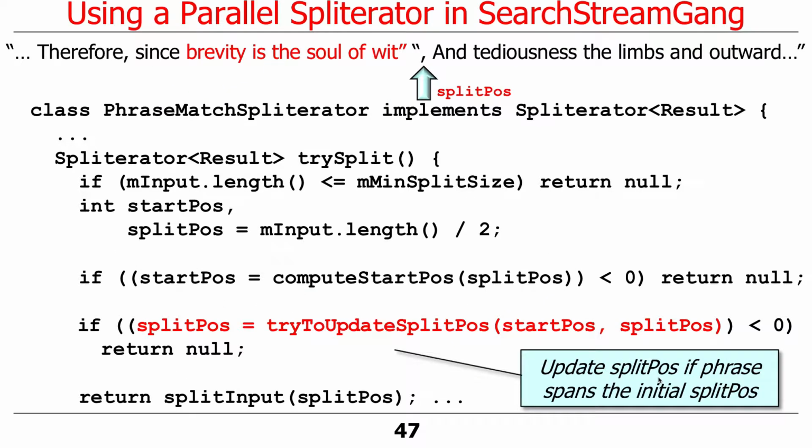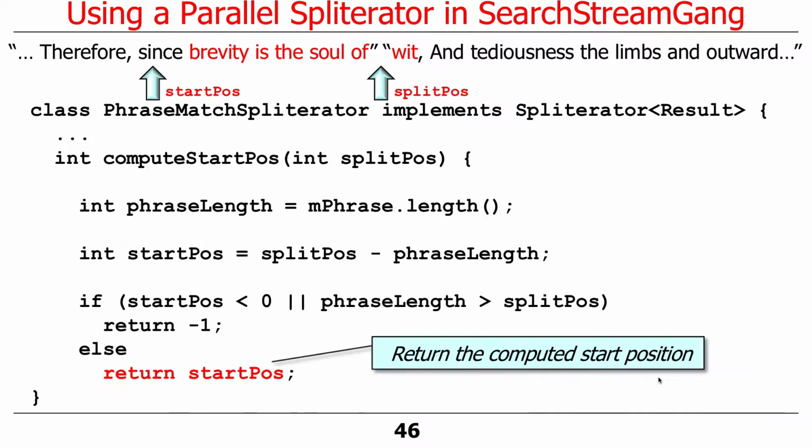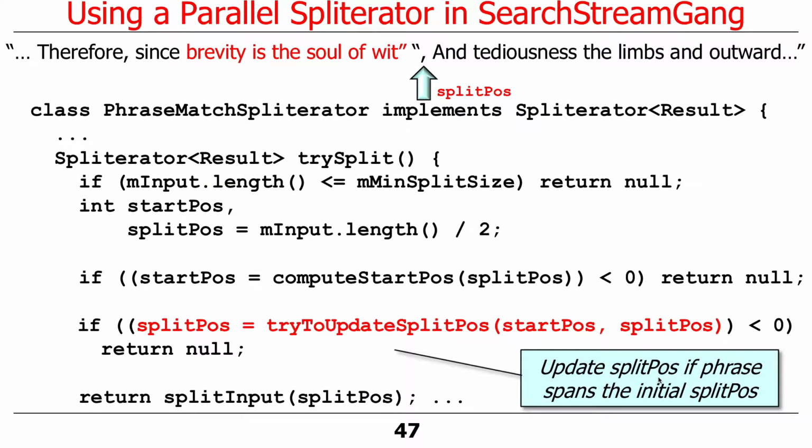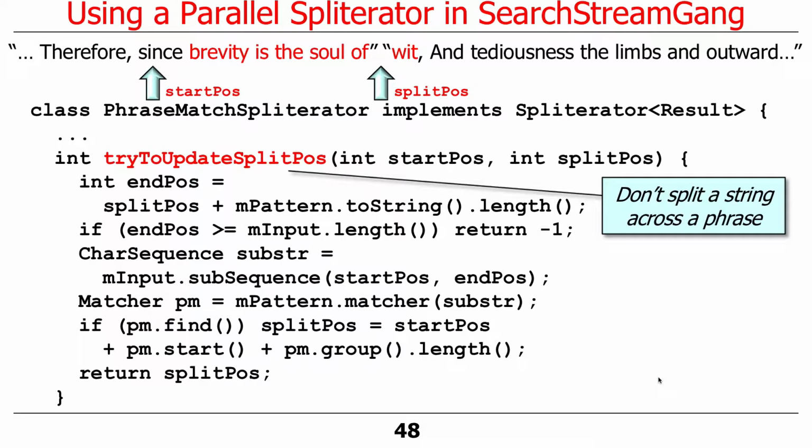All right, so now we've updated start pause, so that's over here. And now we're going to go ahead and update the split position. Remember before, that was our initial guess at where the split position should be. That's just length of the input divided by 2. But that was wrong because it would split the thing across a phrase. So what we're going to do now is we're going to call this method called try to update split pause, which will give us a new split pause that makes sure we don't split across the phrase. So we want to split here, not here, because this way we can actually get a match in at least one of the searches. So let's take a look at try to update split pause.